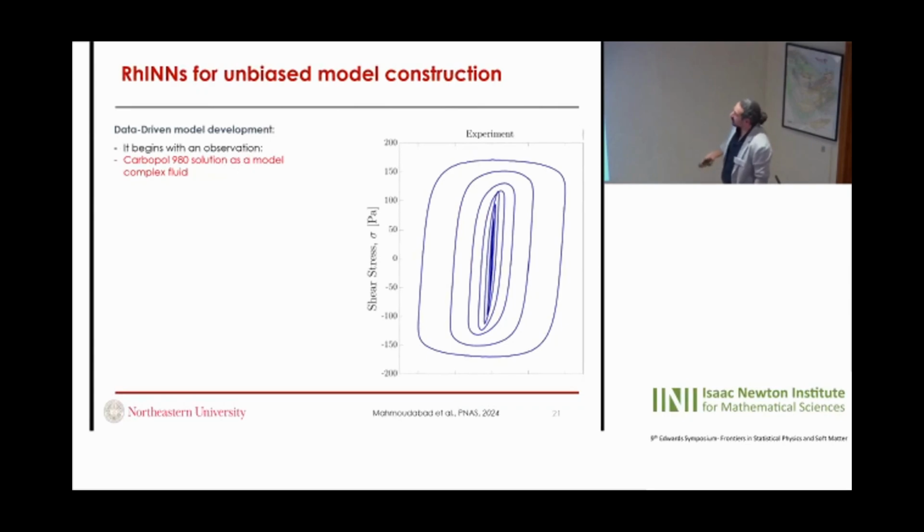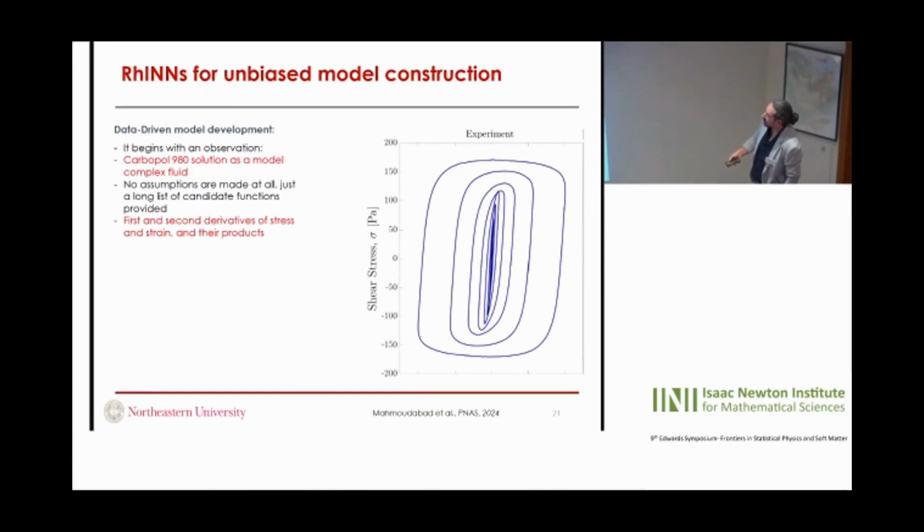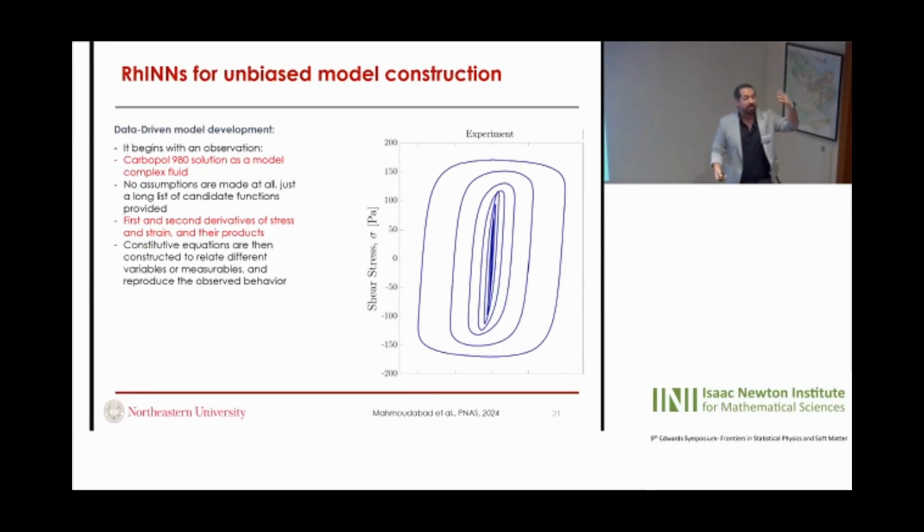Again, collaborating with Simon, this is data from South to Laos on carbopol, a viscoplastic fluid. And this is the type of behavior you get. And so basically no assumptions are made, only a library of all these different combinations of a stress, its first and second derivatives, deformation, their products, all sorts of crazy candidate functions, as long as they're dimensionally right. And then you ask SINDy to construct a model that describes this behavior.